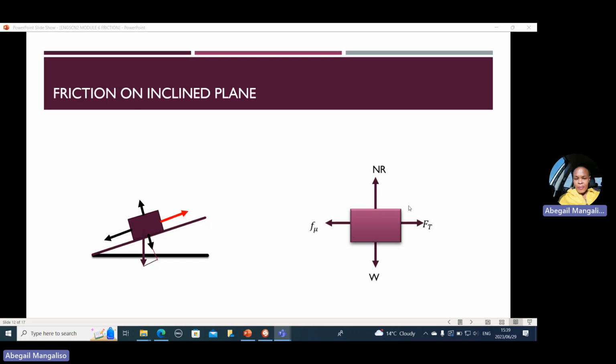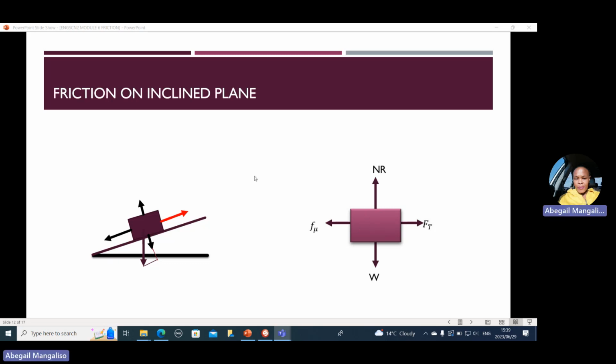When friction is applied on a horizontal, we have an object and gravity is acting on the center of the object. So this weight makes 90 degrees, which is perpendicular to the plane, because from the center, gravity is straight down. Now, the normal force is equal and opposite to this, so it is also perpendicular to the plane.